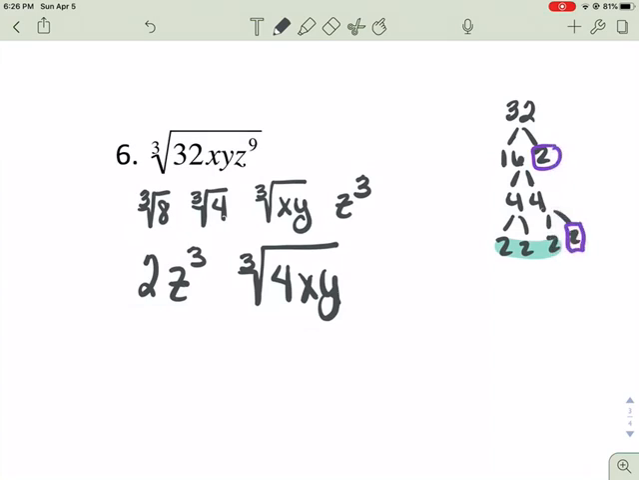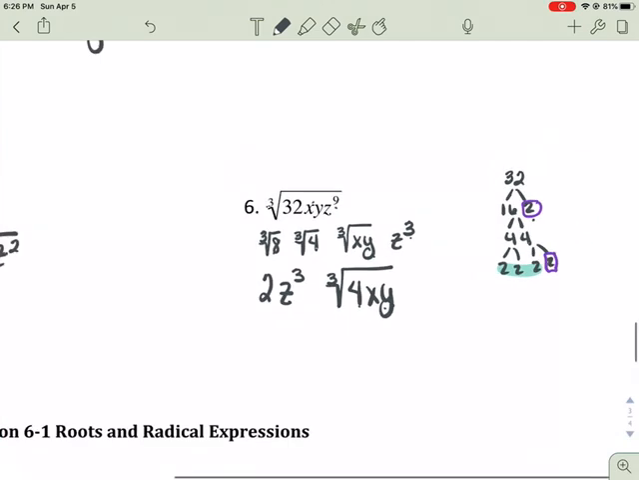For 6, I did the cube root of 32, so here's my cube root. I broke him down, I got a group of 3 of 2s, so there's my cube root of 8. And then these 2 that are highlighted in purple, they're going to get multiplied together, and that's where the cube root of 4 came from. All right, so then I did cube root, 3 goes into 1, he doesn't. 3 goes into 1, he doesn't. And 3 goes into 9 3 times with no left over. So our answer is 2 from the 8, the 4 goes underneath. So 2z cubed, 4xy.